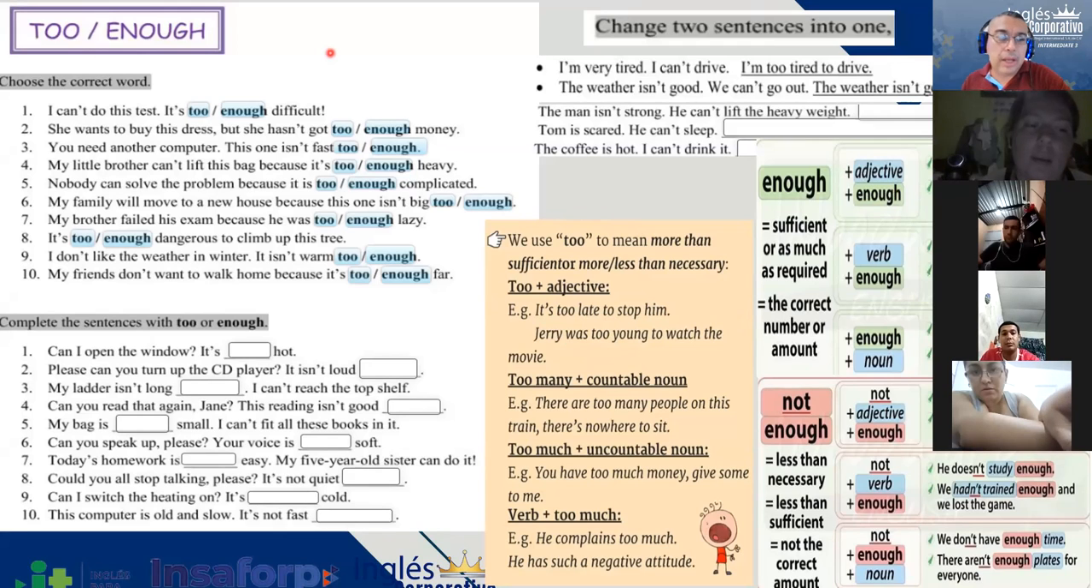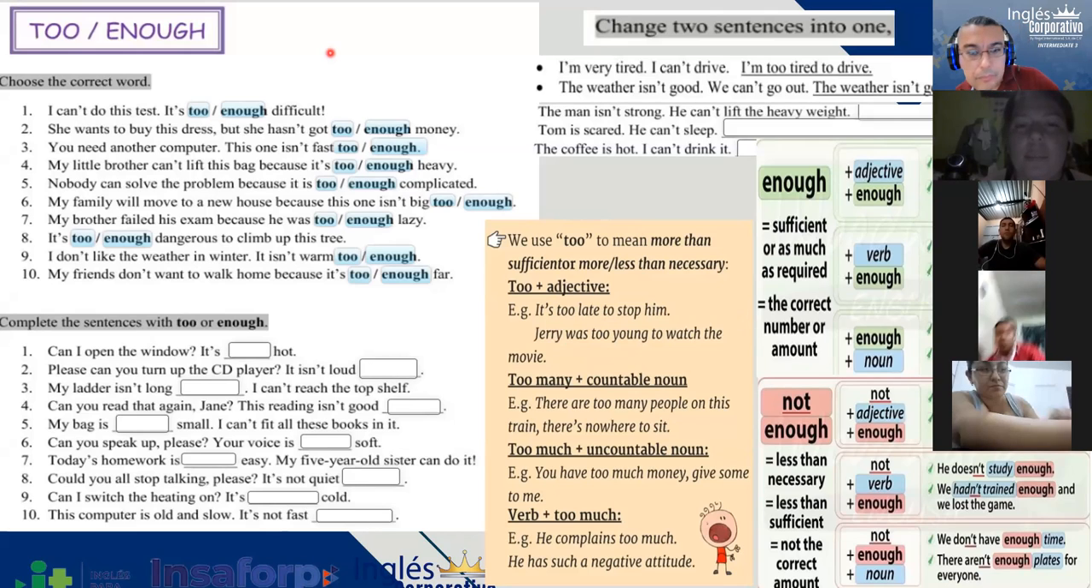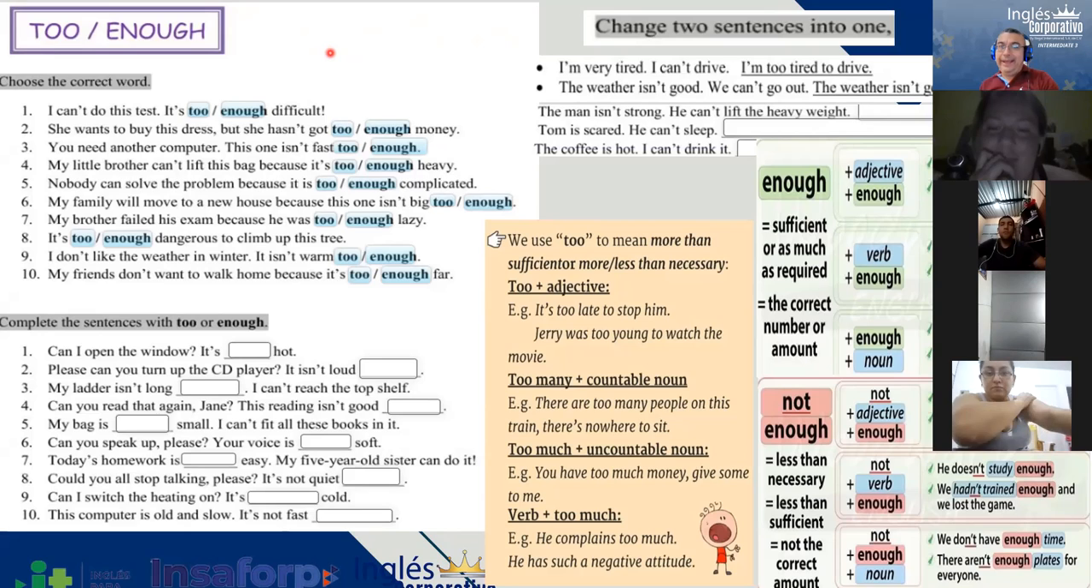I'm going to give you like a minute or two. I have one with the example of too plus adjective. Okay, go ahead, Blanca. It's too clean in this house. I don't want to mess up. Okay, in this house. Very good, Blanca, good job.